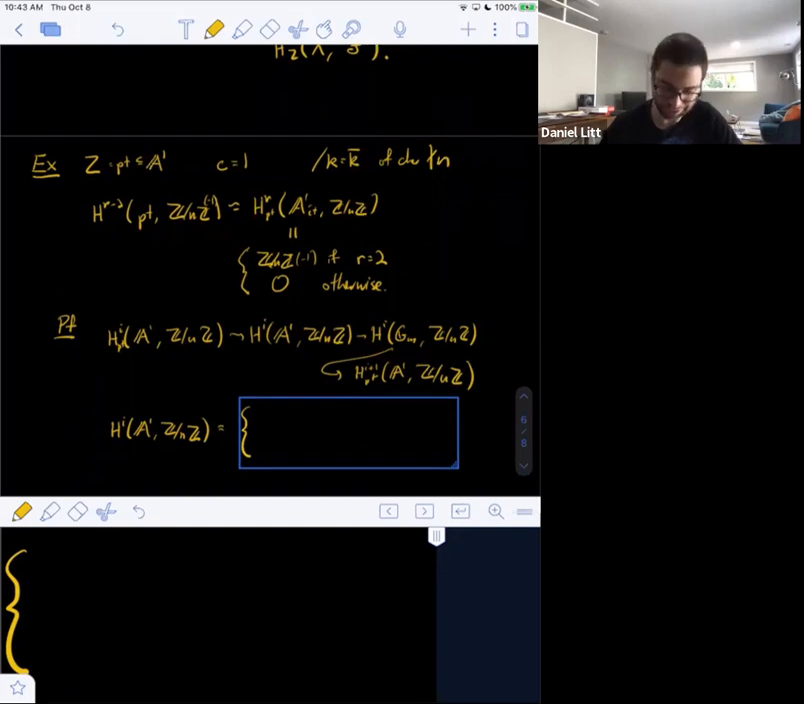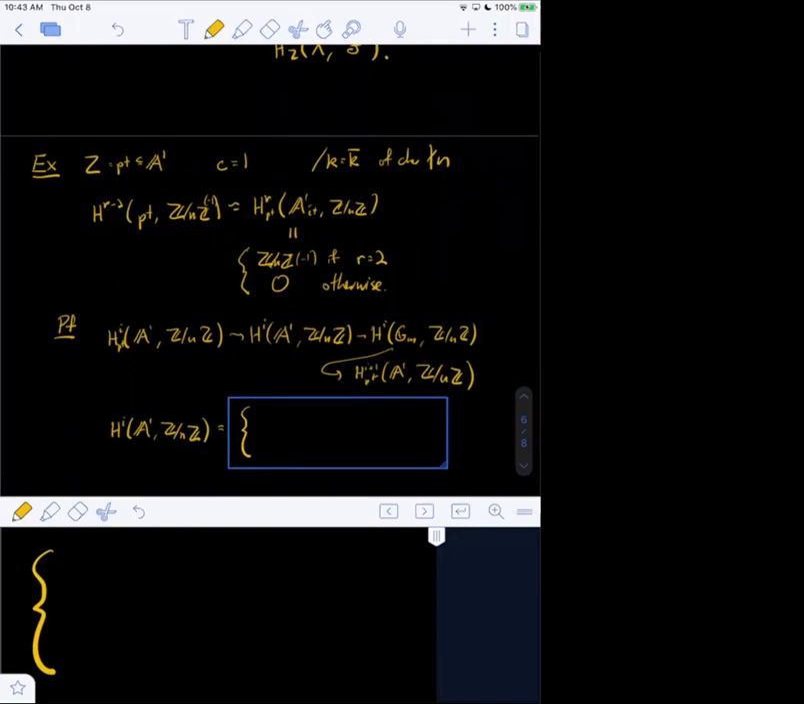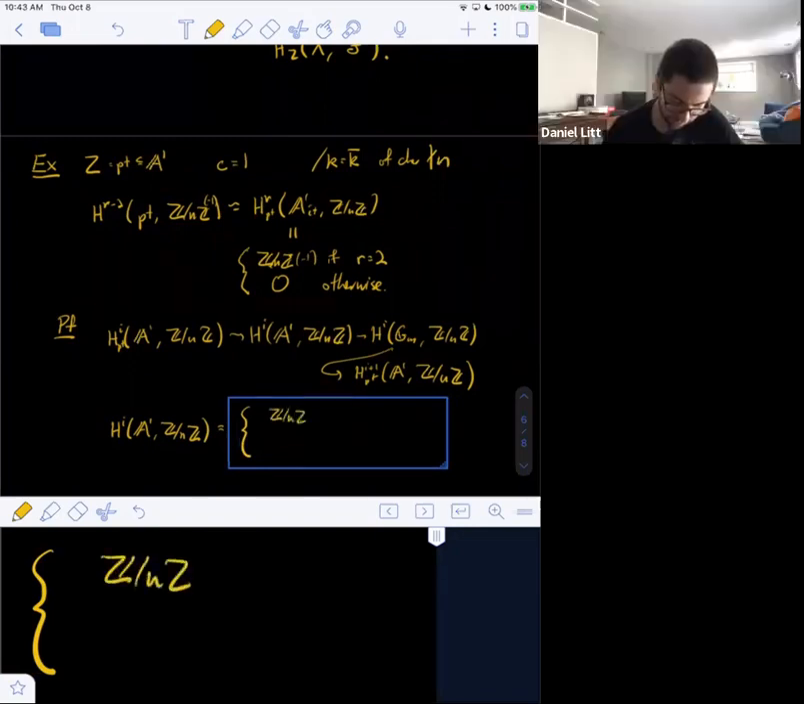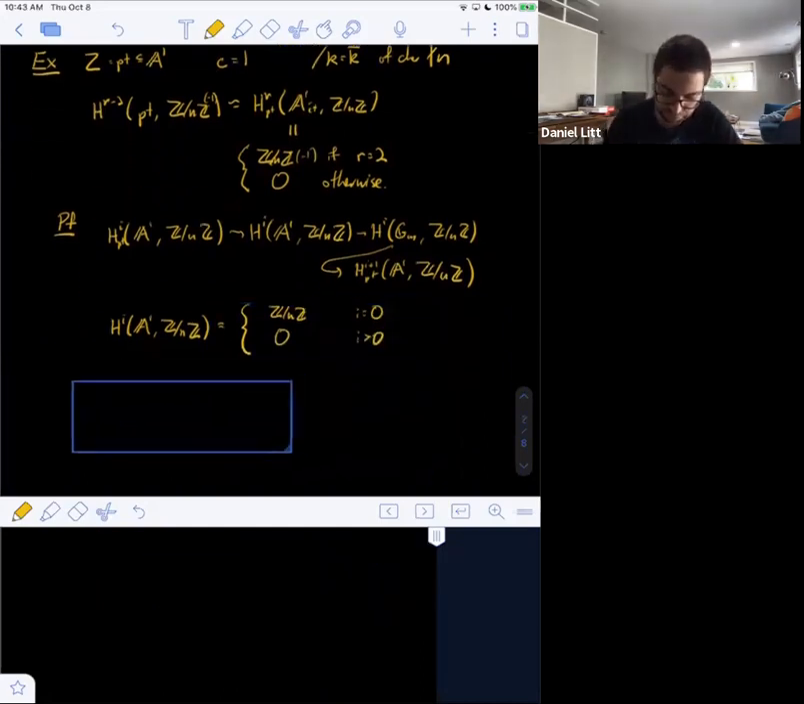So what are the global sections of the constant sheaf Z mod NZ on a connected variety? Just Z mod NZ. Yeah, that's right. So we get Z mod NZ in degree 0, and I claim it's 0 for i bigger than 0. Why is that? Well, let's just do it with mu_n, and then there's a twist that we get if we do it with Z mod NZ, but let's not worry about it.